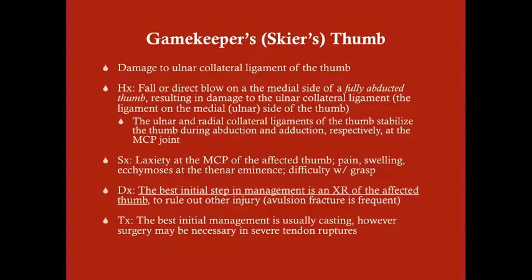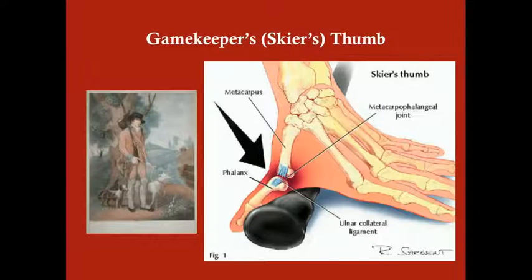So Gamekeeper's thumb is damage to the ulnar collateral ligament of the thumb. The history is usually a fall or direct blow on the medial side of a fully abducted thumb. So important, it's got to be on the medial side of the thumb, not on the lateral side. So this would be the lateral side of the thumb. This is the medial side.